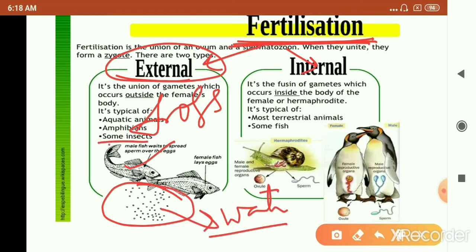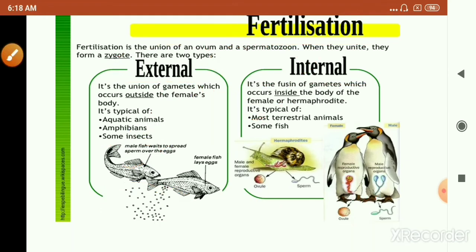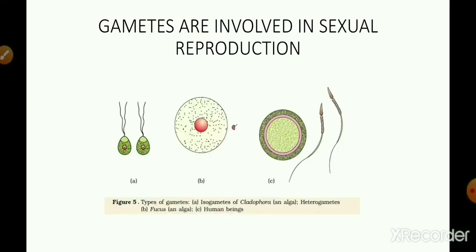In some insects also this process takes place. So in amphibians or frogs, or in fishes, the fusion of male and female gamete occurs in water. Whereas in internal fertilization, the fusion of gametes occurs inside the body of the female parent. The sperms are released inside the body of the female parent and fertilization occurs there. So fertilization can be either internal or external.